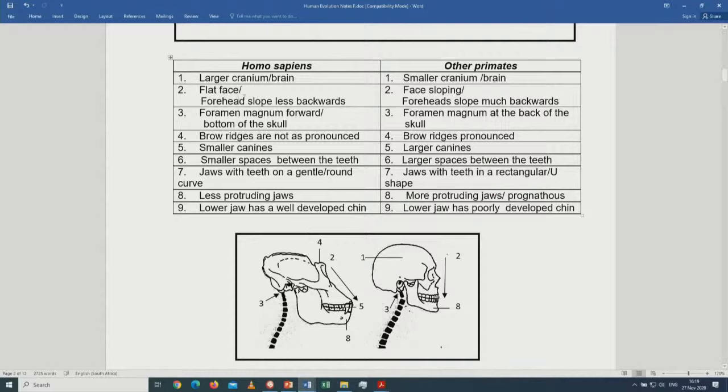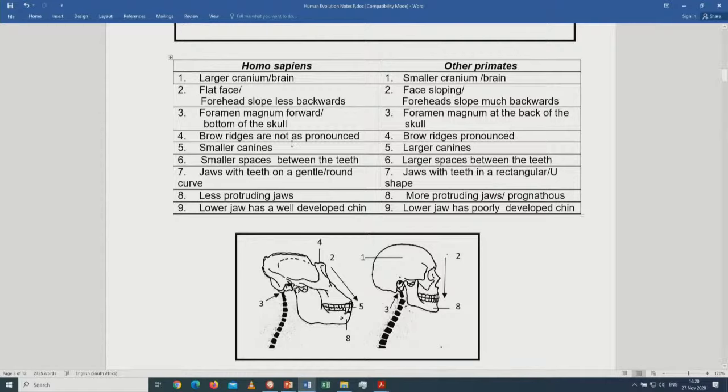A flat face, while other primates have a sloping face. Foramen magnum, more forward. Having a more forward foramen magnum allows the spinal cord to enter vertically, and now Homo sapiens have the ability to walk on 2 feet, bipedalism, while the foramen magnum of other primates is more backward and they are quadrupedal. They do not have the ability to walk on 2 feet.